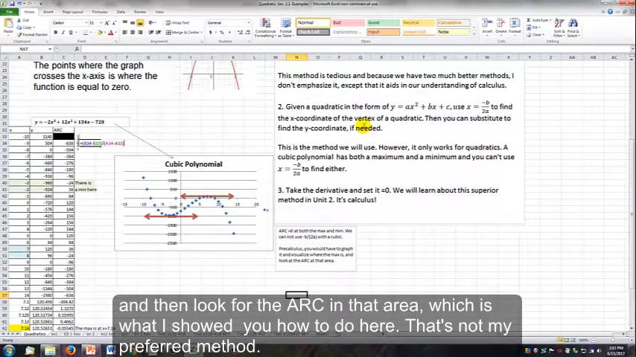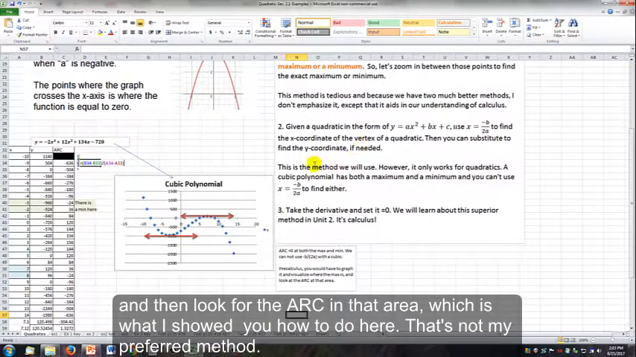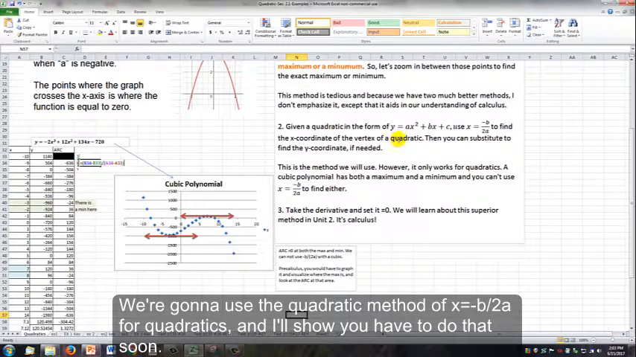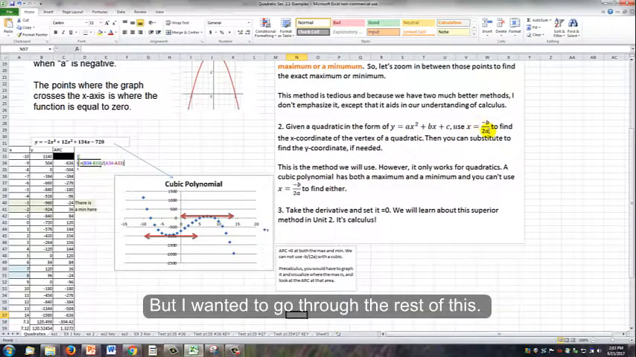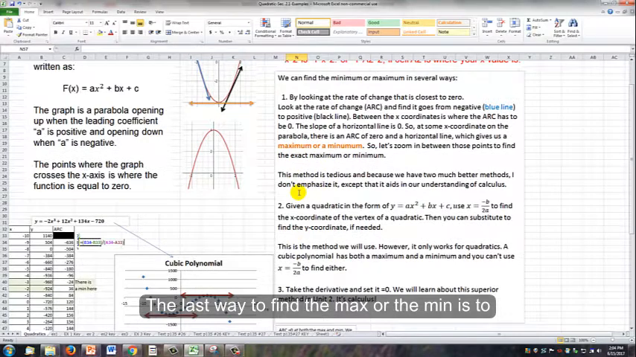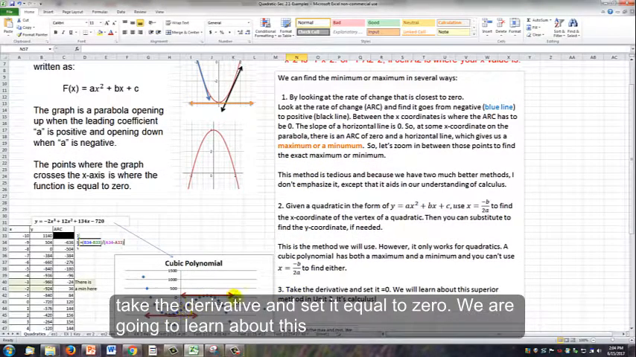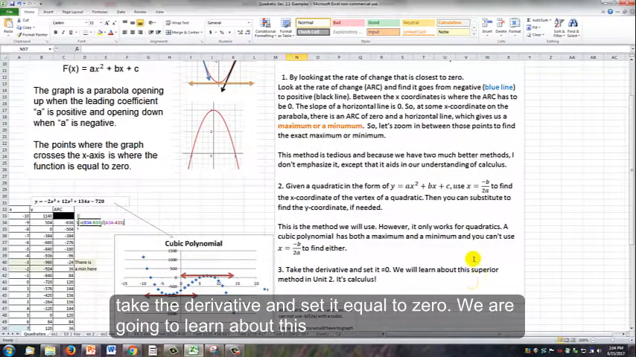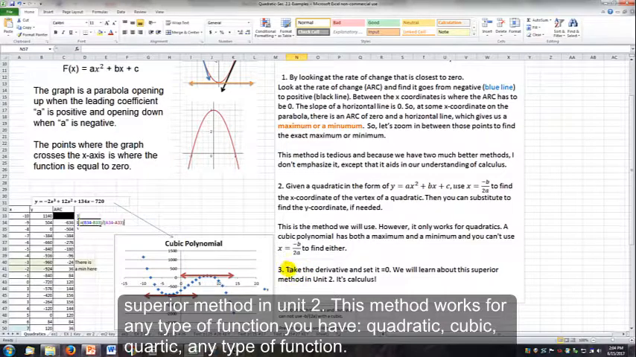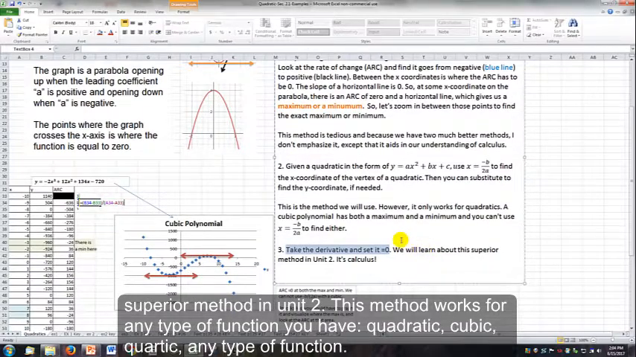Okay, so that's not my preferred method. We're going to use the quadratic method of x equals negative b over 2a for quadratics, and I'll show you how to do that soon. But I wanted to go through the rest of this, the last way to find the max or the min is to take the derivative and set it equal to 0. We're going to learn about this superior method in Unit 2. This method works for any type of function you would have. Quadratic, cubic, quartic, any kind of function.